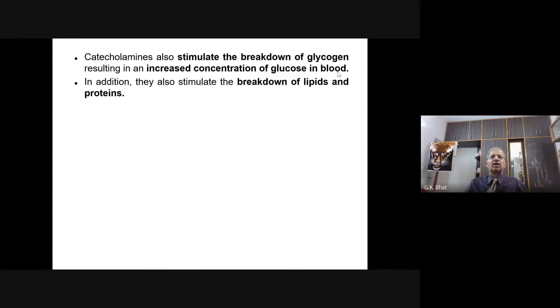Not only that, if the breaking down of the glycogen is not providing you sufficient energy, then even the proteins and the lipids are also broken down. They also stimulate breakdown of lipids, lipolysis, and breakdown of proteins, proteolysis. Both are taking place with the help of catecholamines.